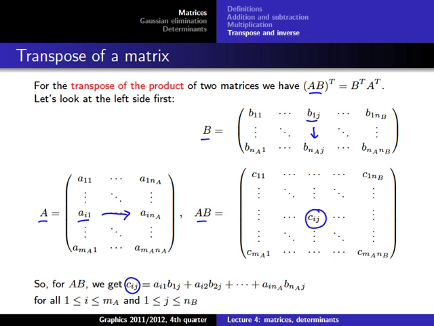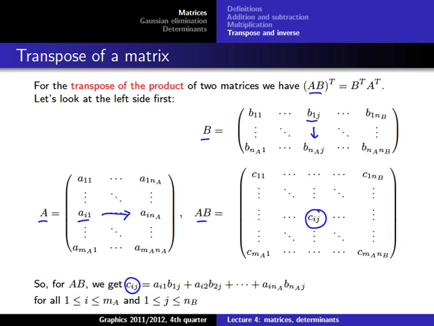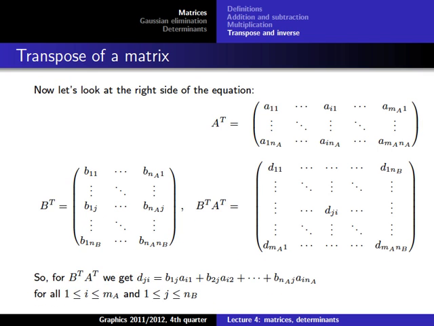Now if we look at the right side, we take the matrix A transposed and the matrix B transposed, and we switch the order. So here we have A as the first and B as the second. Here we have B transpose as the first and A transpose as the second. And then if we multiply this, we get a value which I called here dji.